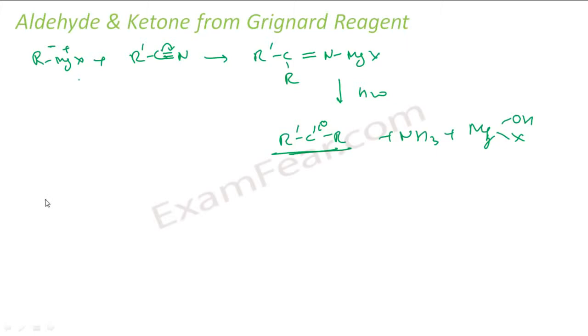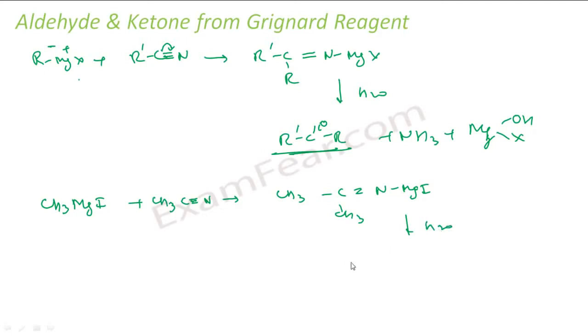So for example, I can show you an example. I have CH3MgI as my Grignard reagent. It reacts with CH3 C triple bond N, and what you get is CH3 C double bond N and MgI. On this, if you add water, what you get is CH3 C double bond O CH3 and MgIOH plus ammonia. This is the reaction mechanism for preparing aldehydes and ketones from Grignard reagent.